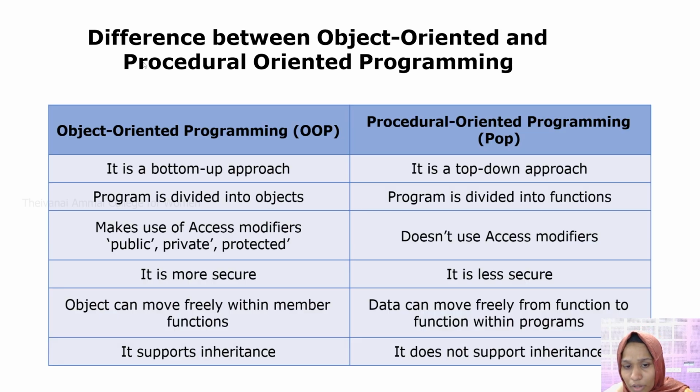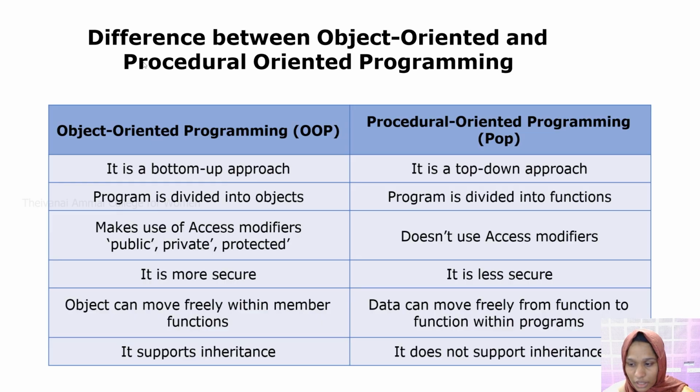Object-oriented programming makes use of access modifiers. In object-oriented programming, we use access modifiers like public, private, and protected. Public means everyone can access the class overall. Private classes can be accessed only by secured persons, and protected, for example, can be accessed by people of one organization, apart from unwanted classes. In procedural-oriented programming, we don't use access modifiers.